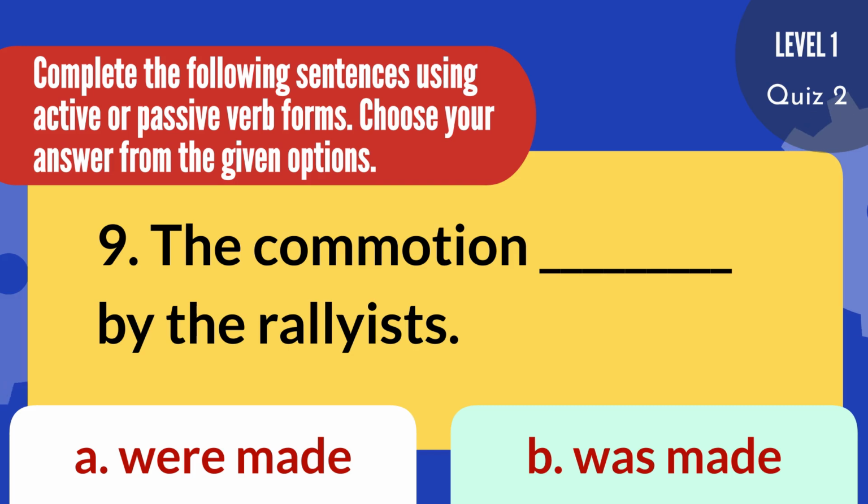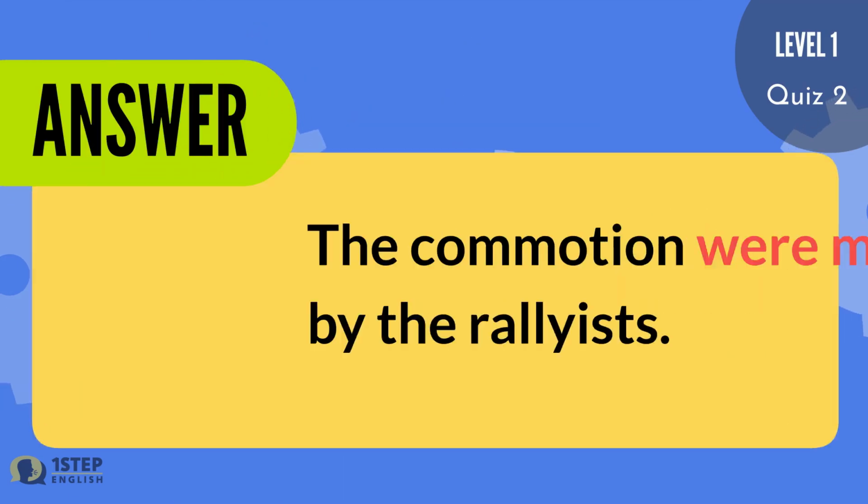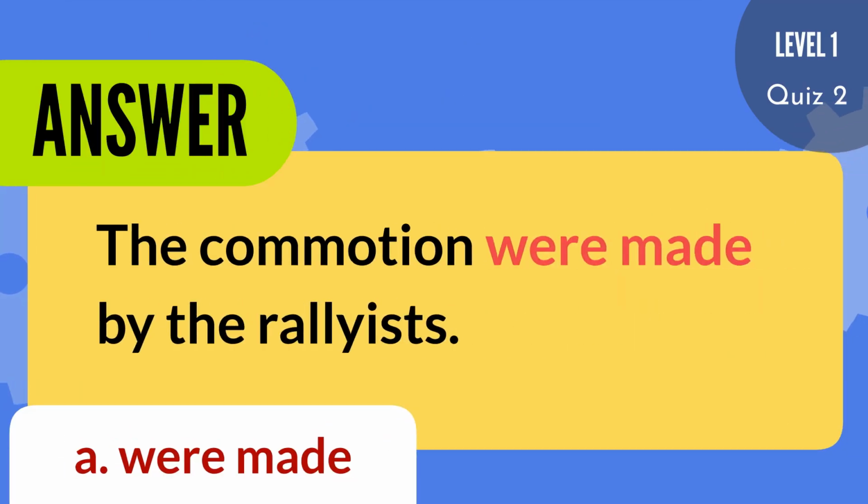Number 9. The commotion blank by the rallyists. A. Were made. B. Was made. The correct answer is letter A, were made. The commotion were made by the rallyists.